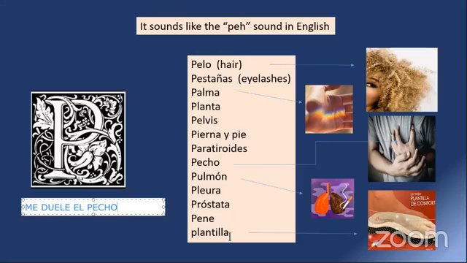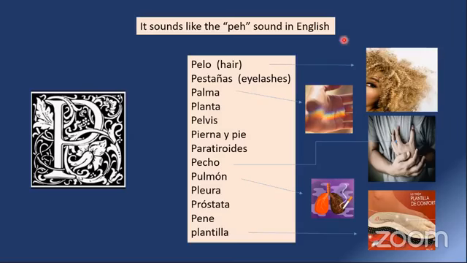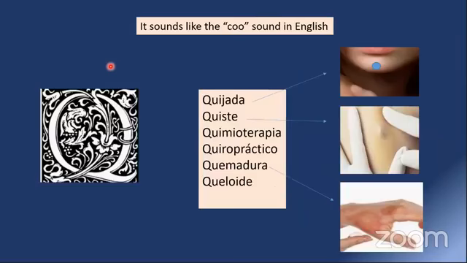Plantilla, very important. When somebody prescribes the patient a plantilla, then you have to tell them, oh, you can go and buy your plantilla en la farmacia. Oh, it's not by prescription? No, you can pick up your plantilla en la farmacia. It's an over-the-counter one. So let me clear my drawings. Let's go to the next letter here.